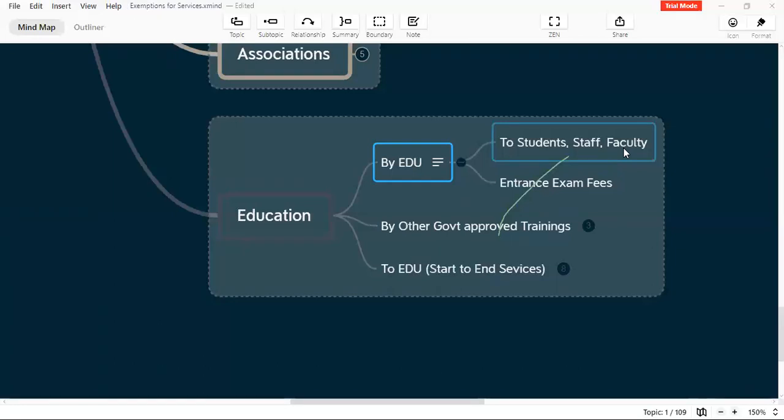So the qualification is not with respect to the nature of service. The qualification is with respect to the nature of the service provider, not the service. So they could provide transport, a bus facility, they may take you for an excursion, they may supply food. Everything is exempt, provided it is given by an education institution to the students, staff, or faculty.